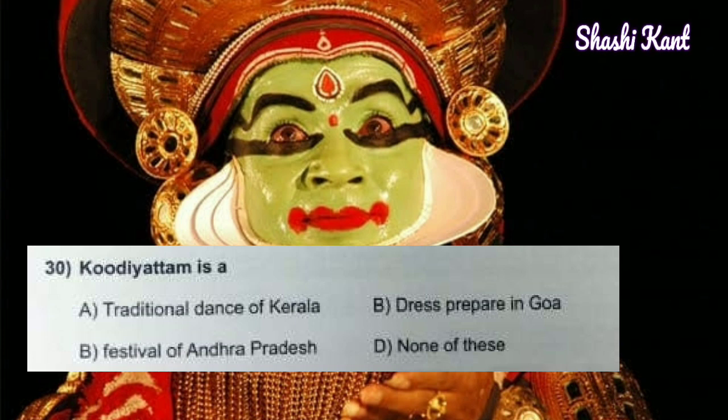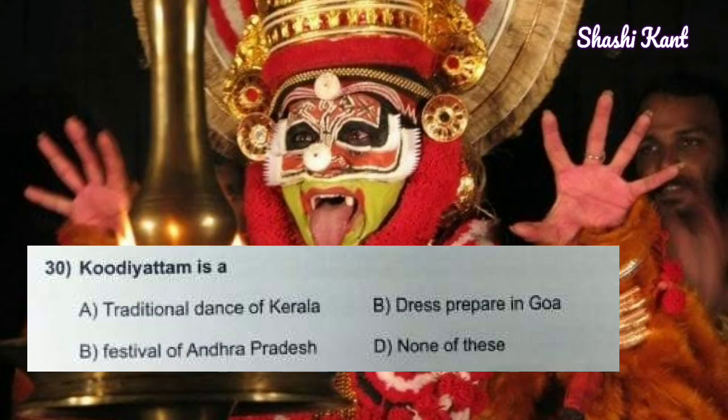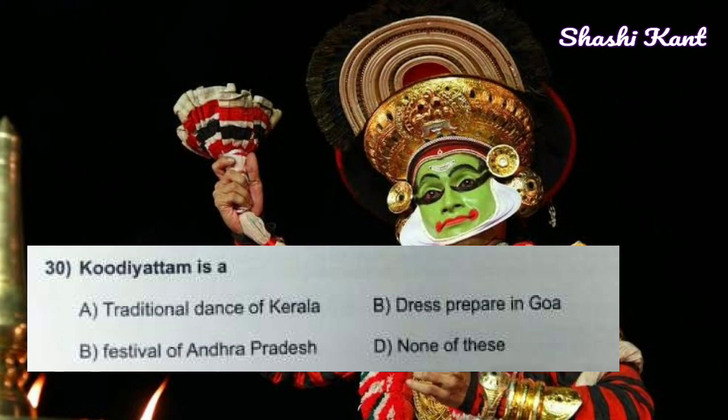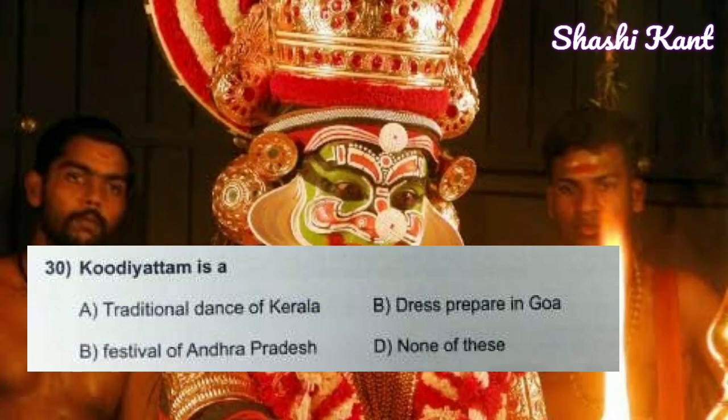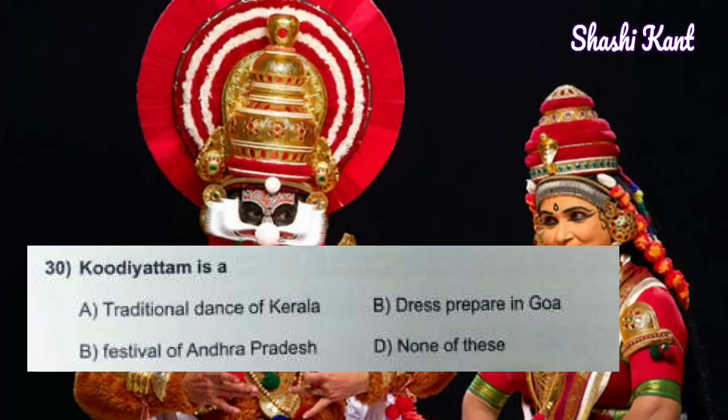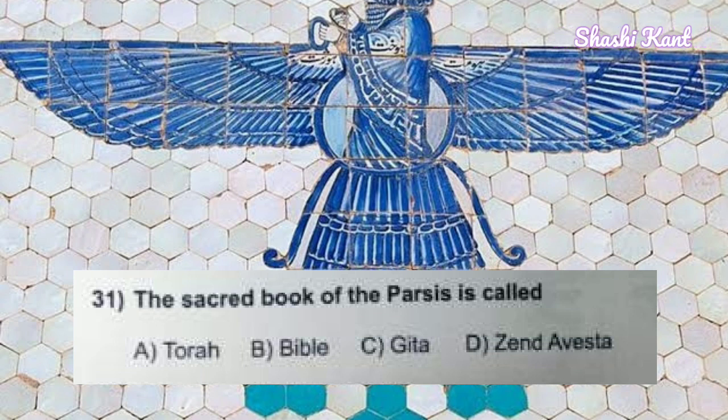Question number 30. Koodiyattam is A. Traditional dance of Kerala, B. Dress prepared in Goa, again B. Festival of Andhra Pradesh. You can consider this as a C. Festival of Andhra Pradesh, and D. None of these. So the correct answer is A. Traditional dance of Kerala.